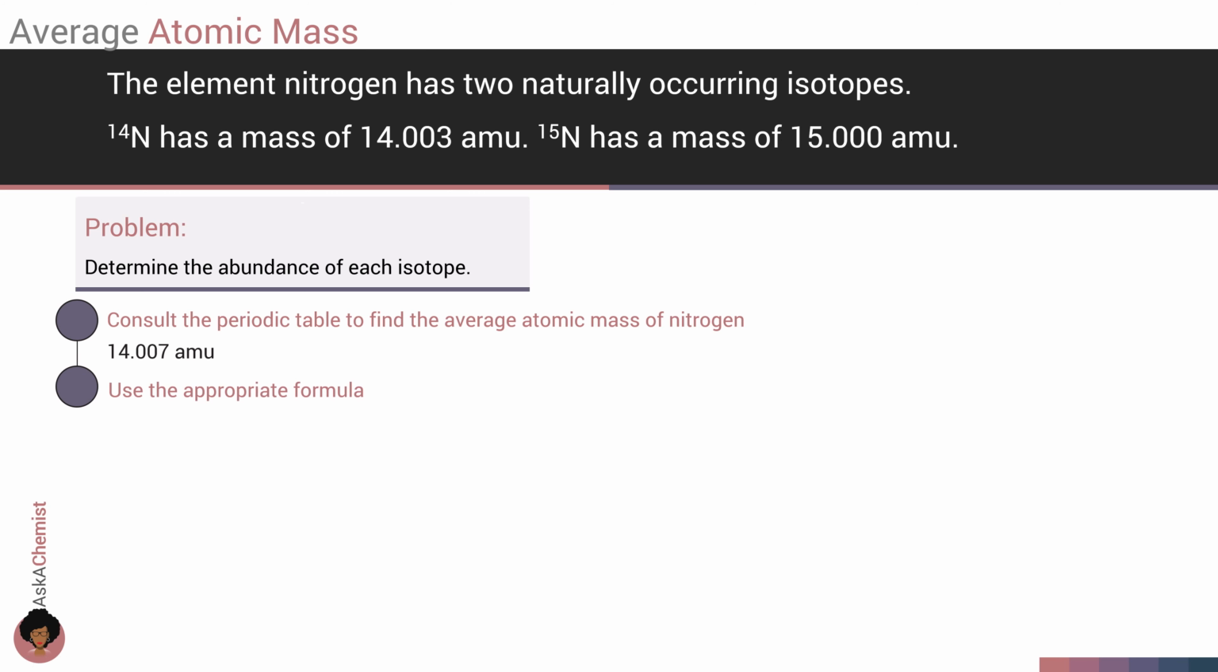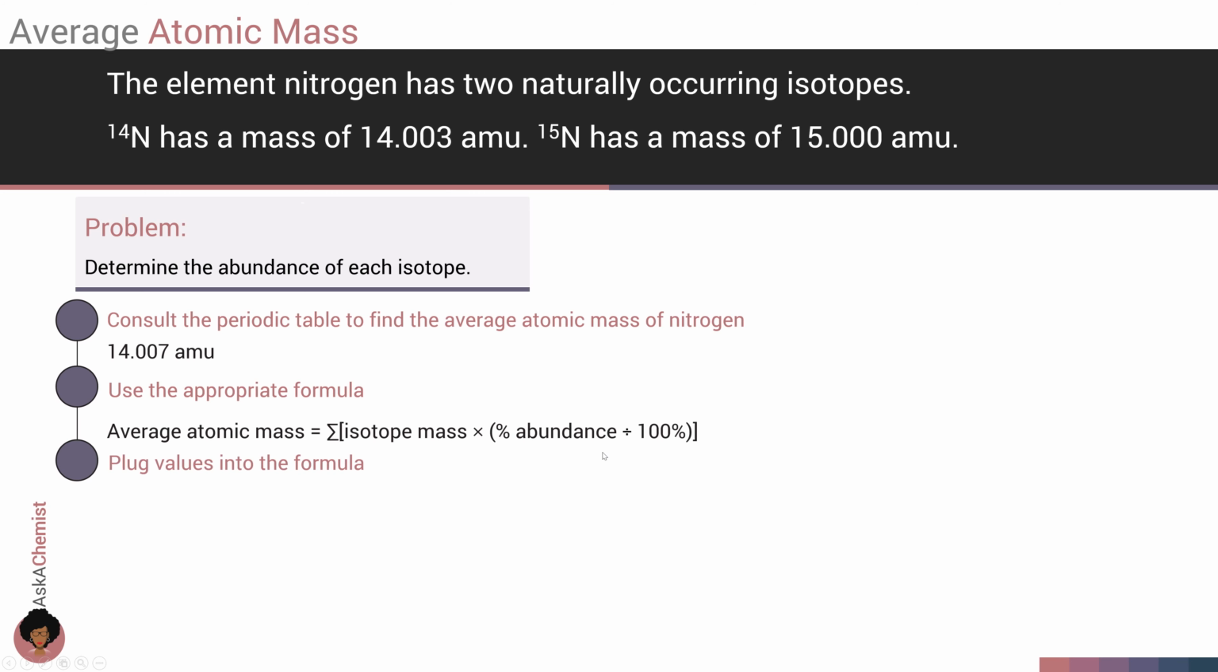Now we can use the same formula that we used in the previous problem to solve for their percent abundances. So we know the average atomic mass. We obtained that from the periodic table. And we know the isotope masses. That's been given to us in the problem. But we don't know the percent abundance. So that's what we're going to solve for. Let's plug the values into the formula.